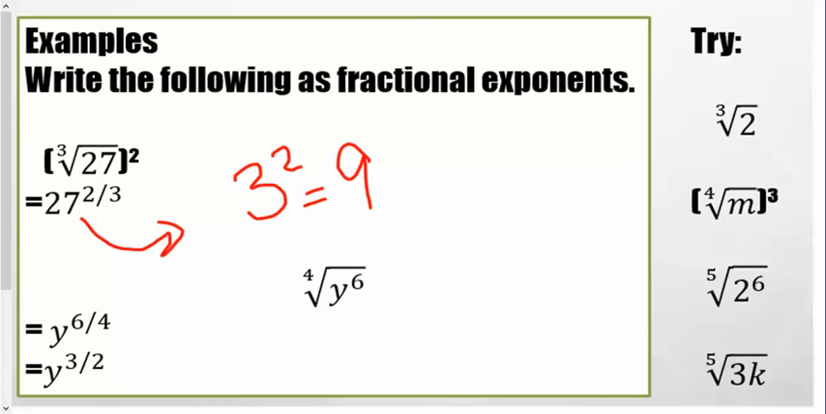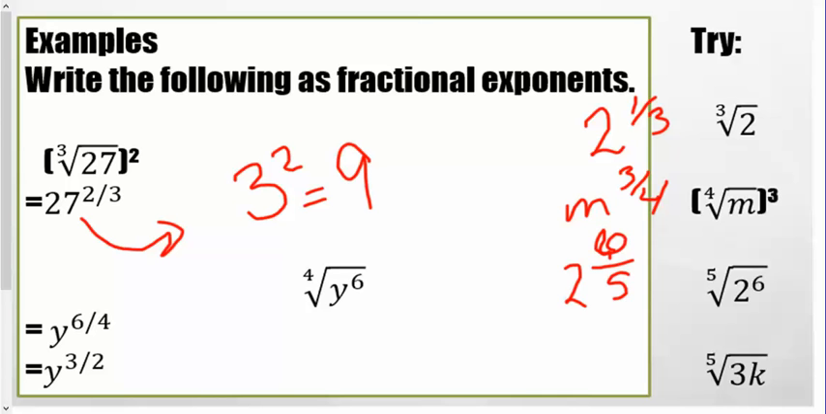Alright, so the first one, we would have that as 2 to the 1/3. The second one, it would be m to the 3/4. The third one would be 2 to the 6/5. It's a weird looking 6/5. And the last one would be the quantity, and make sure you put the quantity here, guys. So put that in parentheses, 3k to the 1/5. And that's all we can do, right? We can't simplify it just like we did with the other one. We can't simplify it like we did with this one because that was a lucky case where we knew the cube root of 27.